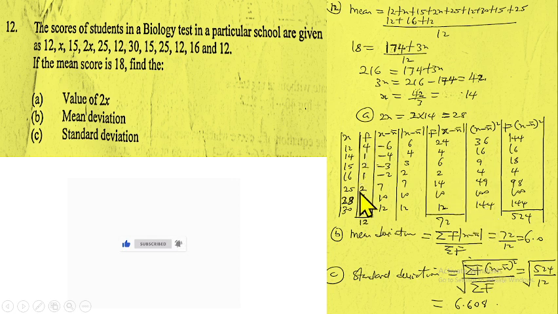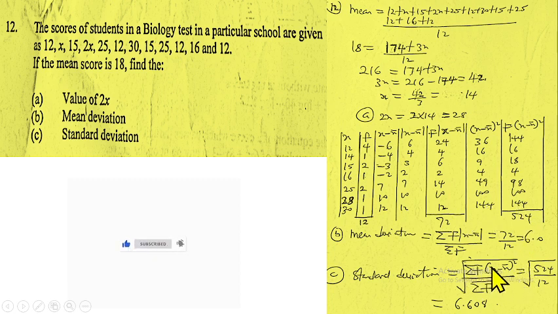Then your frequency will now multiply this x minus x bar squared. So f multiplies this, so you have 4 times 36 will give us 144, 1 times 16 will give us 16, 2 times 9 will give us 18, 1 times 4 will give us 4, 2 times 49 will give us 98, 1 times 100 will give us 100, 1 times 144 will give us 144.